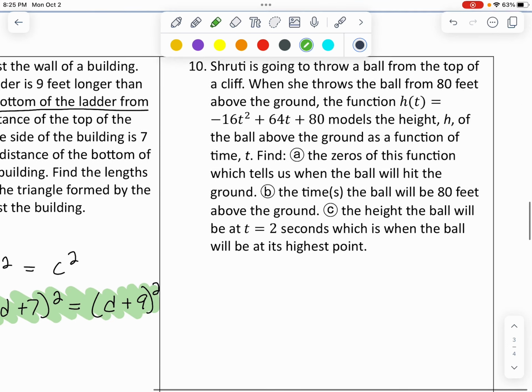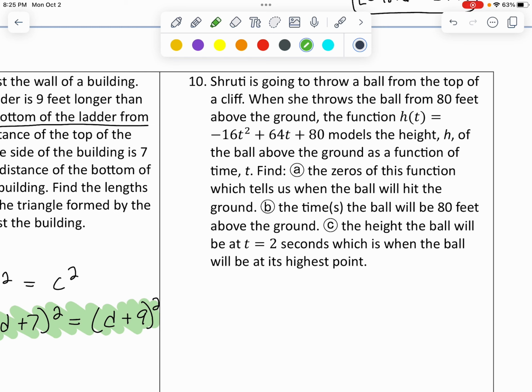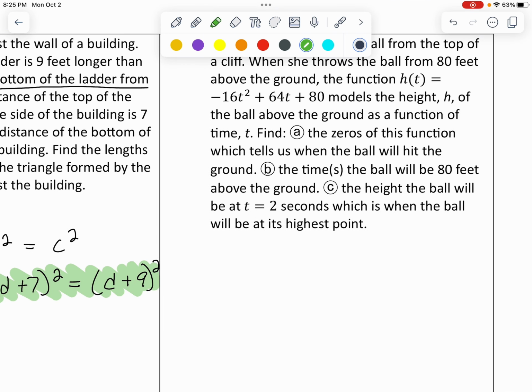Shruti is going to throw a ball from the top of a cliff. When she throws the ball 80 feet above the ground, that's the function, and it models the height of the ball according to time. Find the zeros. When will it hit the ground? How high is the ground? 0. So this is your equation, and the height becomes 0.